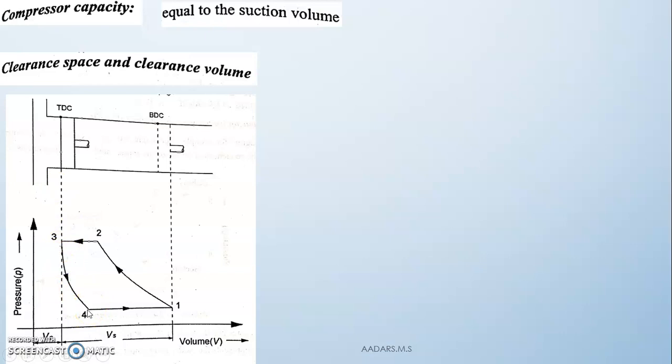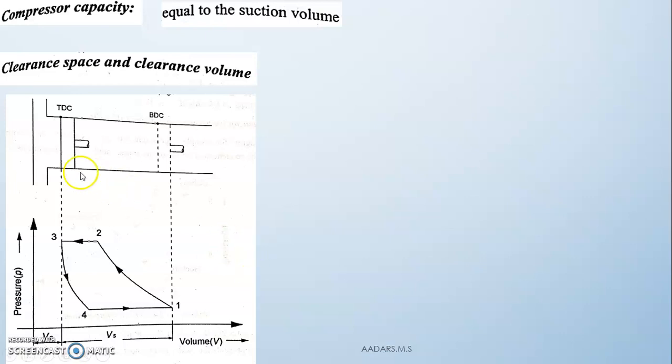When it reaches the atmospheric pressure, the inlet valve will be opened, and after 0.4 a negative pressure is created. Due to the negative pressure, the inlet valve will be opened and the air will be entering into the cylinder. So from 4 to 1 the air will be entering into the cylinder and we are reaching the point 1. So this is the two stroke of the reciprocating compressor.